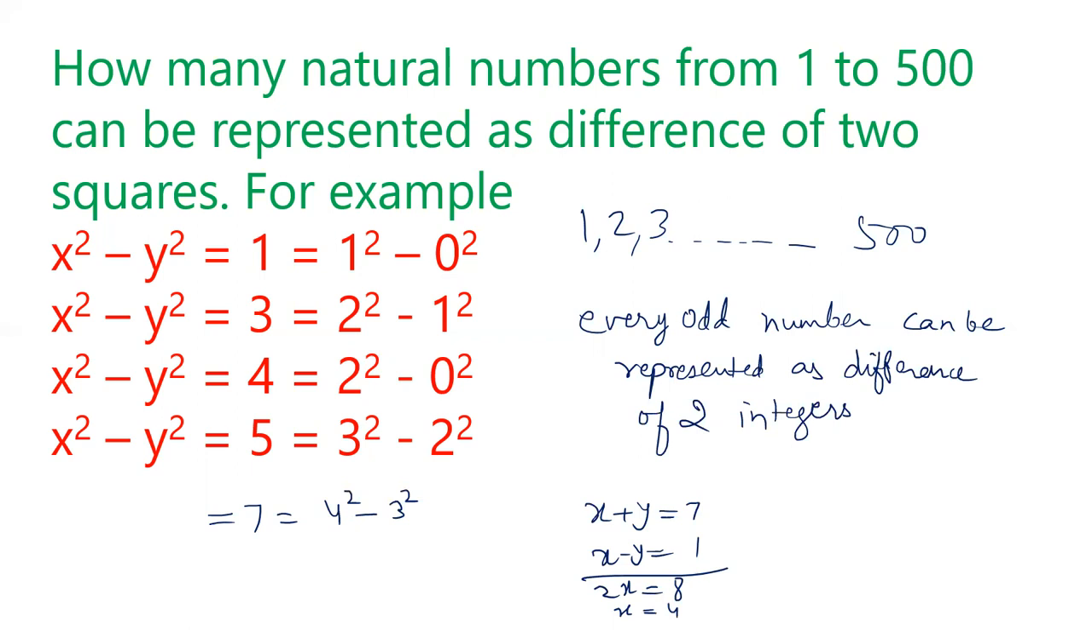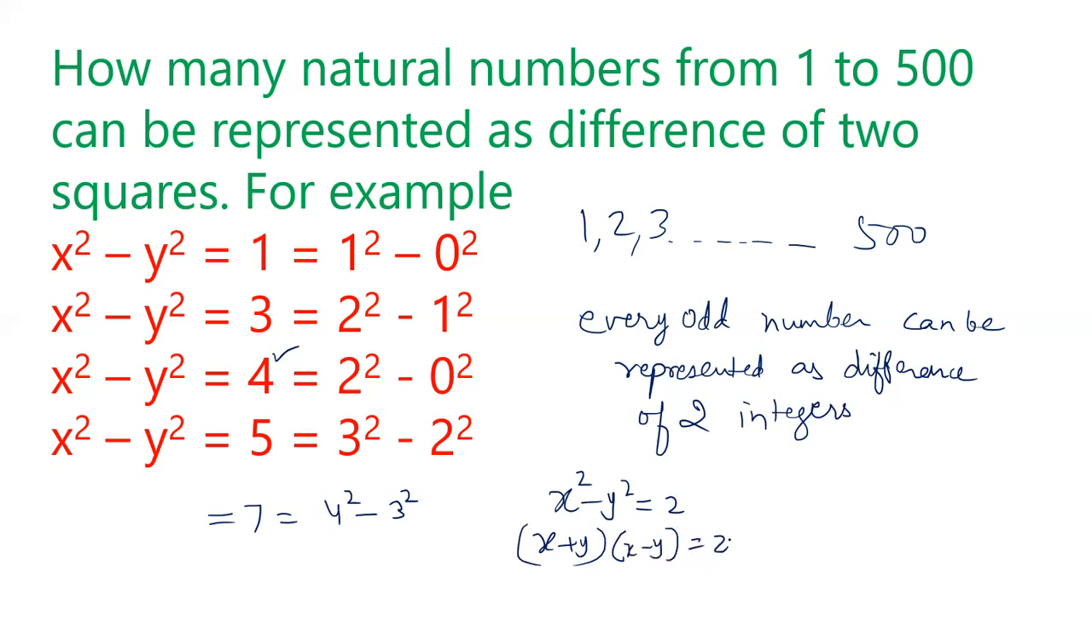Every odd number can be represented as the difference of two squares of integers. And for even numbers, only those numbers can be represented which are multiples of 4. Here 4 can be represented, 2 cannot be represented as the difference of two squares. We can never get x square minus y square is 2, because x plus y into x minus y is 2 into 1. So 1 is odd, even 1 is odd. We'll never get integer values of x and y.